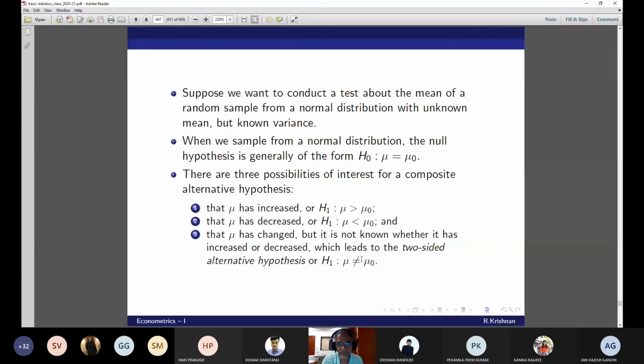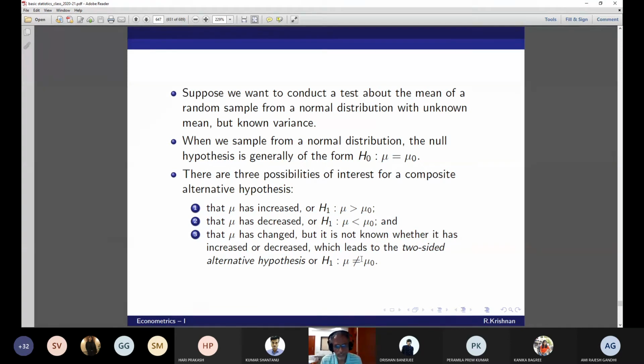I have seen the simple null, mu equal to mu 0, or rho equal to 1, some such thing. Okay, so that's what he said. The normal practice is that the null hypothesis will generally be of the form mu equal to mu 0. There are three possibilities of interest for a composite alternate hypothesis.